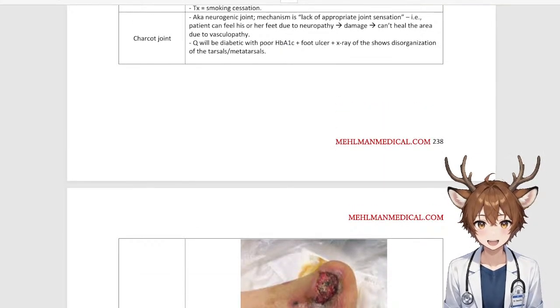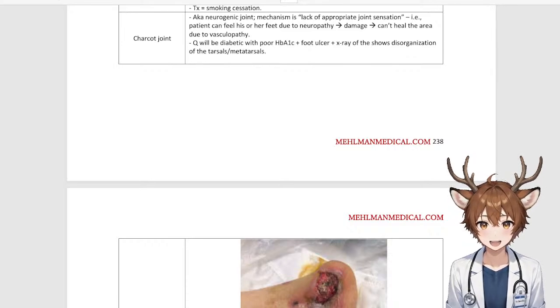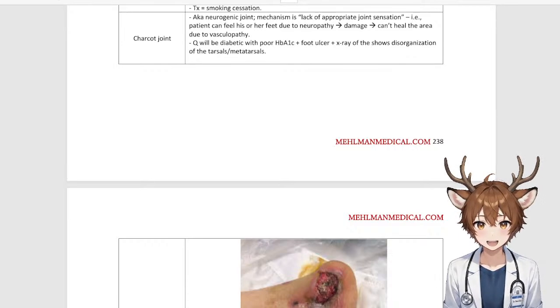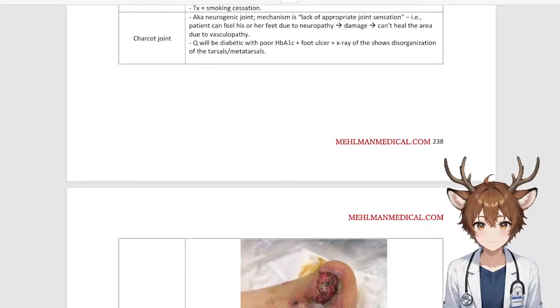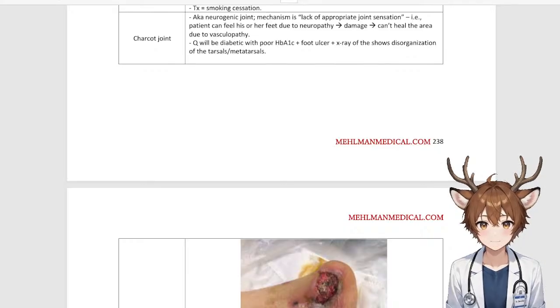Charcot joint, aka neurogenic joint. Mechanism is a lack of appropriate joint sensation. That is to say, the patient cannot feel his or her feet due to neuropathy, leading to damage, which leads to the patient being unable to heal the area due to vasculopathy.